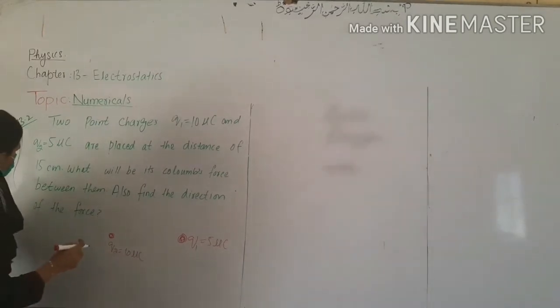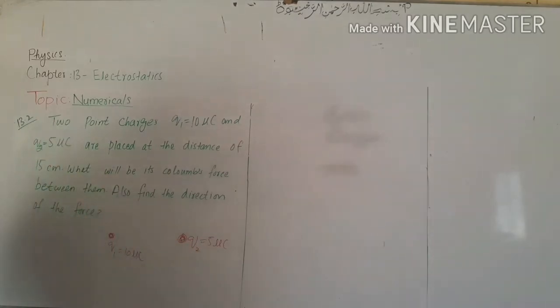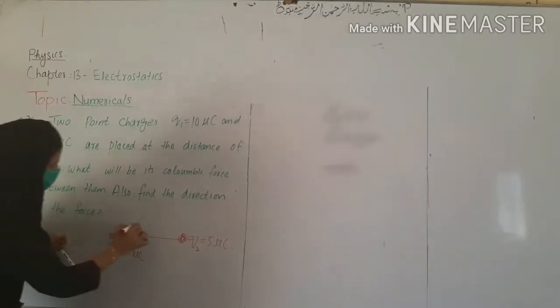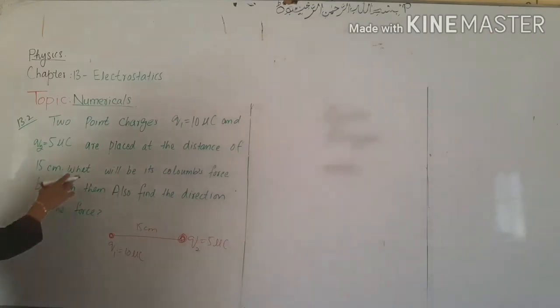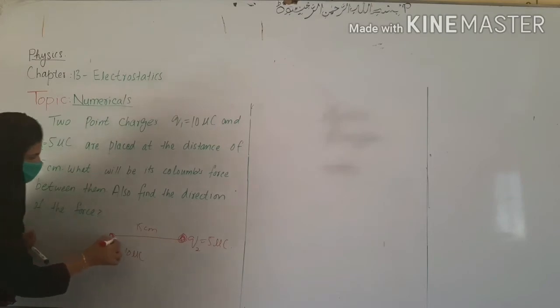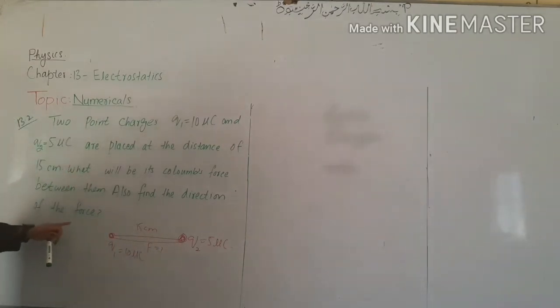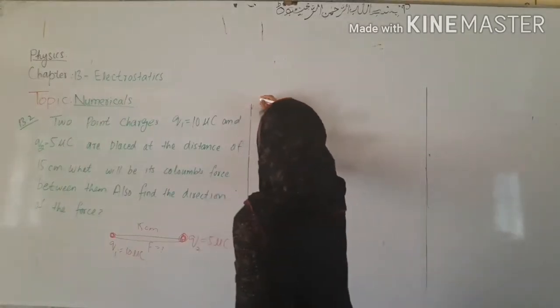Now it is your Q1, it is Q2. Is it clear? And they are at a distance, this is your distance, that is 15 centimeters. Now we have to calculate the force between these two charges. We have to calculate their force, and then we have to calculate the direction of the force. Is it clear? Now according to this, we have the given data.